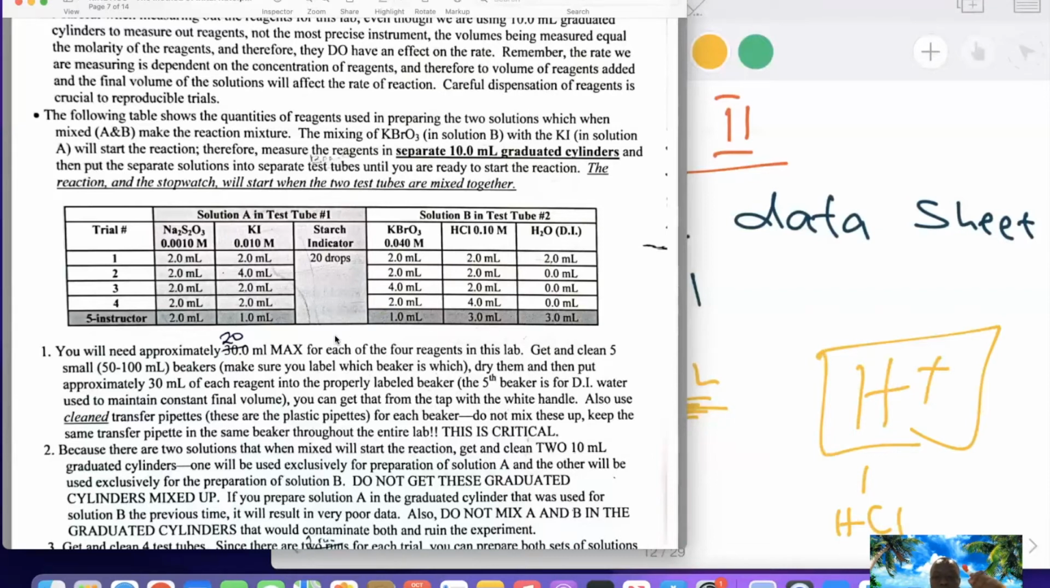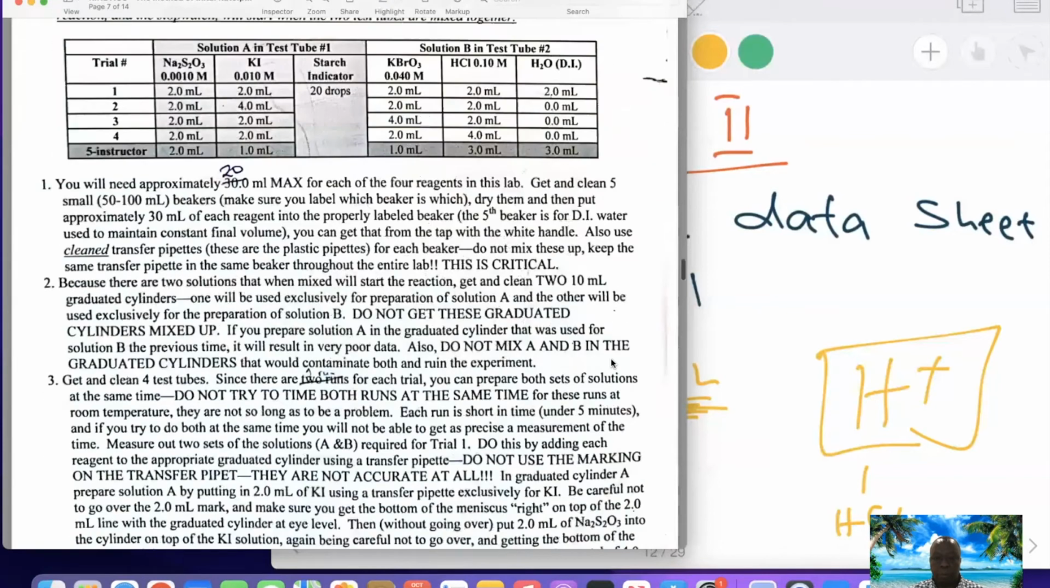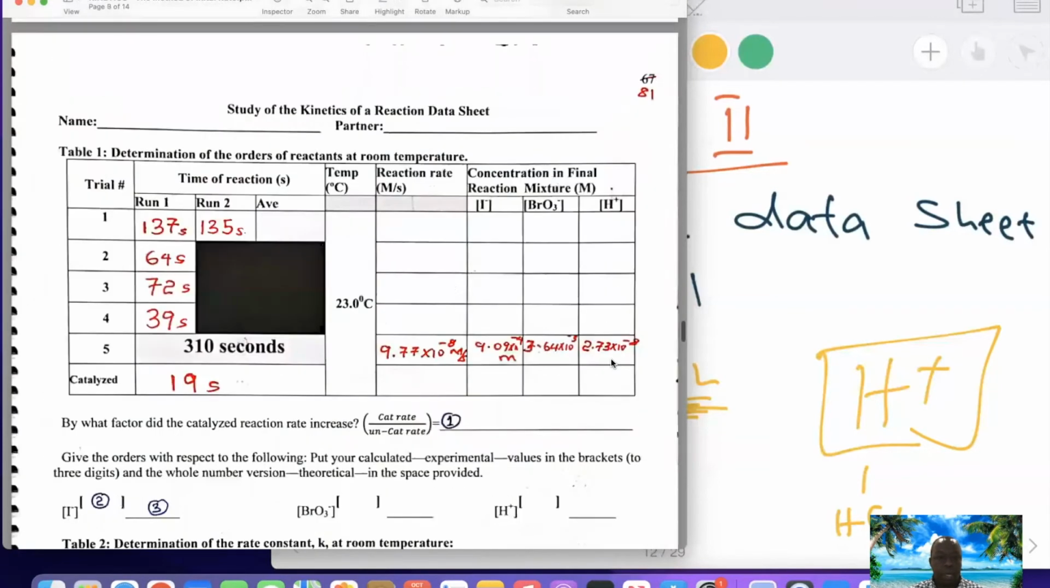So upon mixing the two reagents, from the data sheet here, it took 310 seconds to see the color change.